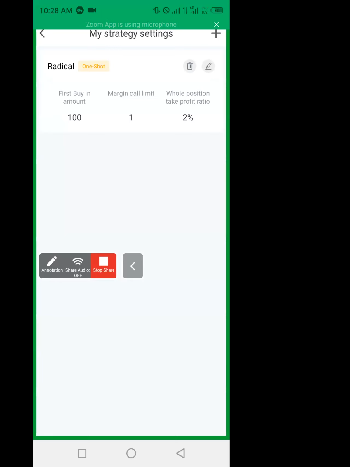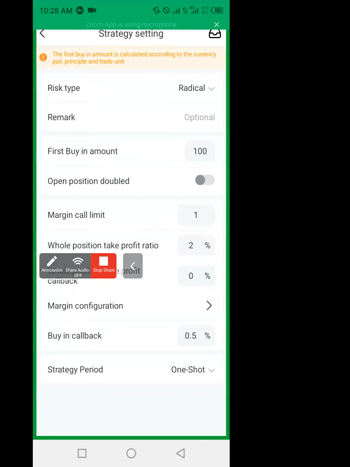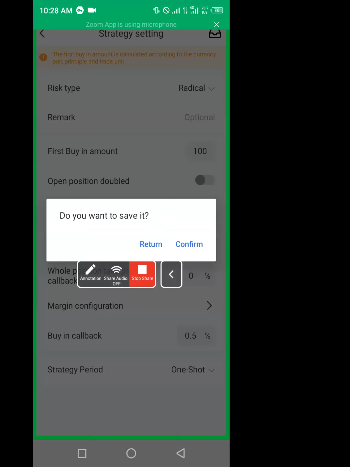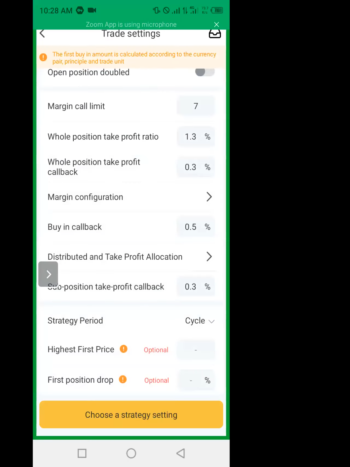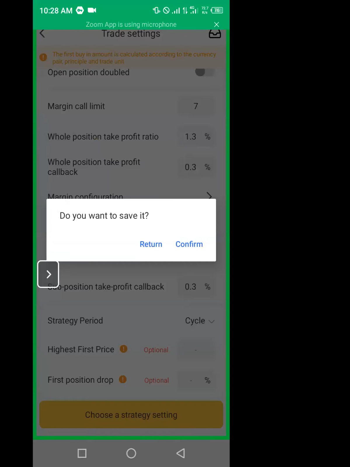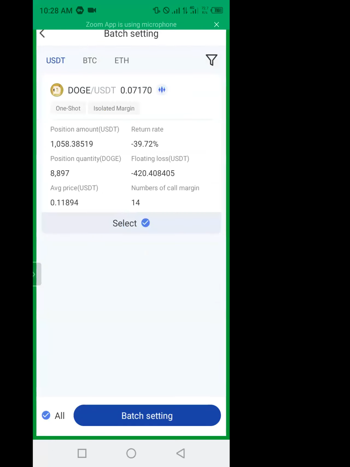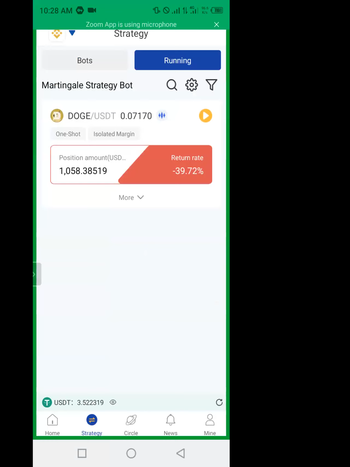And then my margin call limit is 1 and take profit is 2%. I think this is not the one that I am using. It should be changed. If you want to change, you can always come and edit. But today I'm not teaching about setting a strategy. That will be a lesson for another day. I just wanted you to know what these things mean.